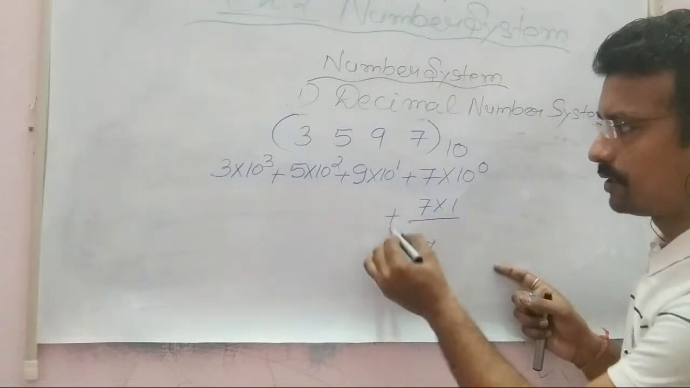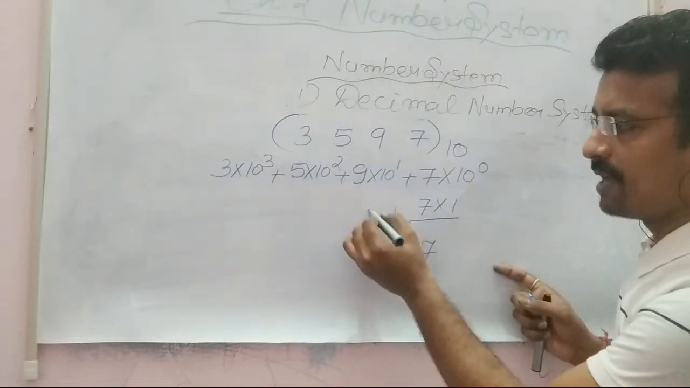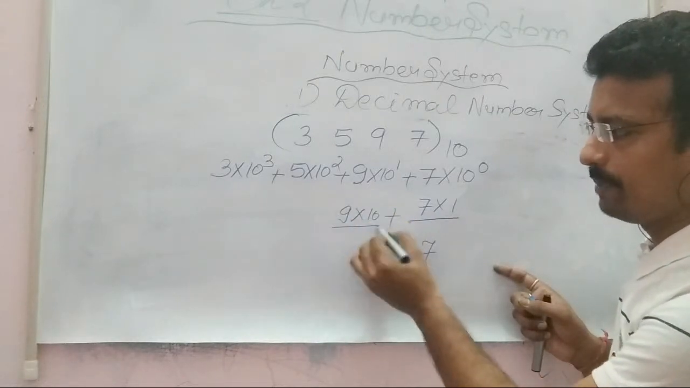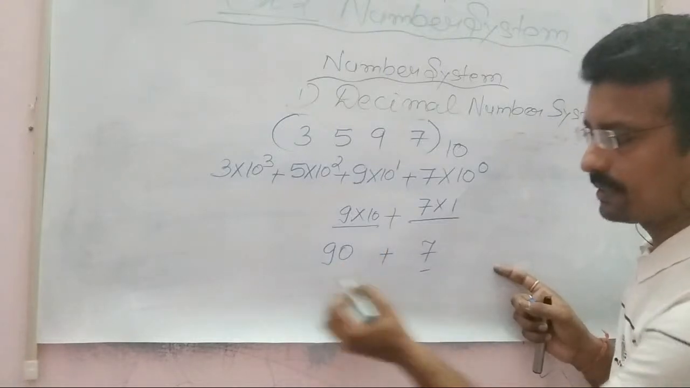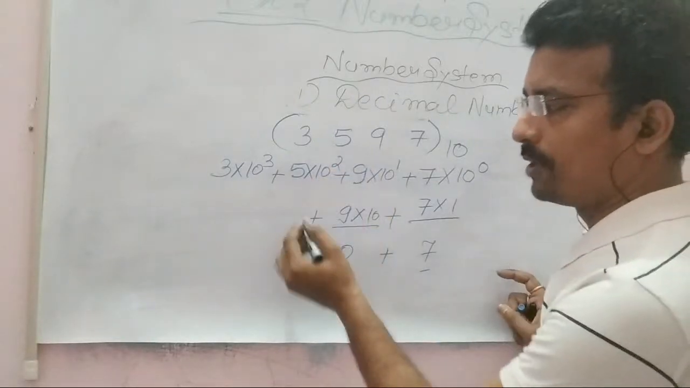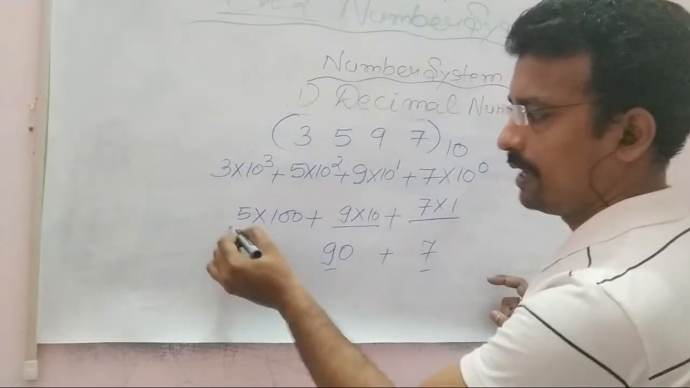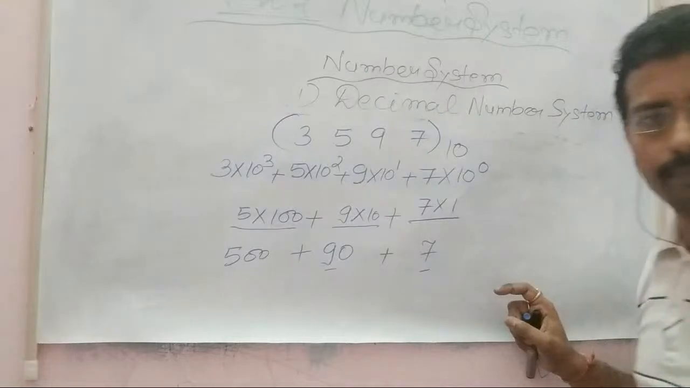Next, plus 9 into 10 power 1 means same value. So 9 into 10, answer will be plus 90. So this is unit place. This is 10th place. Next, plus 10 to the power 2 means 100, multiplied by 5. Answer will be 500, means 100th place.